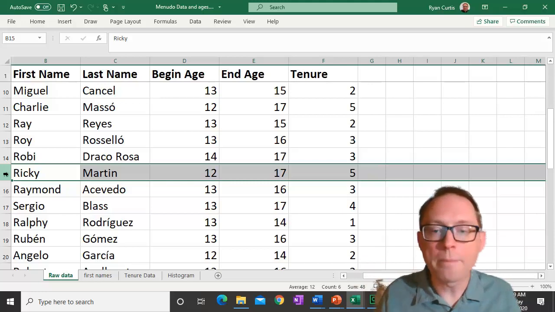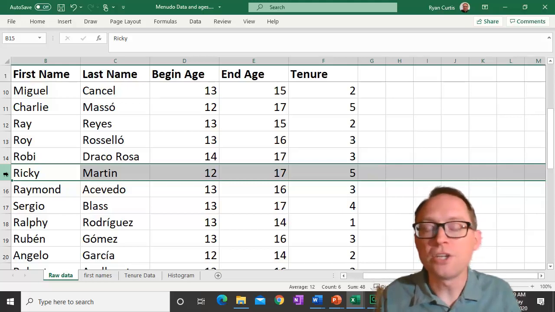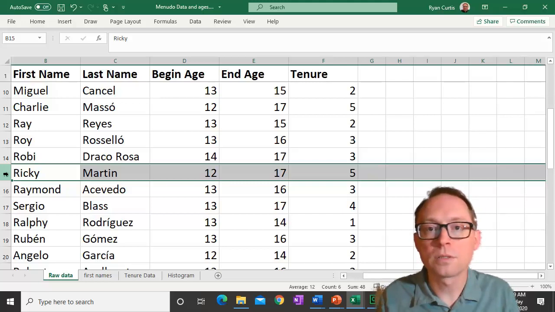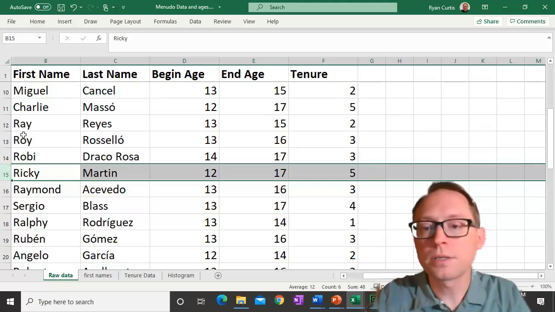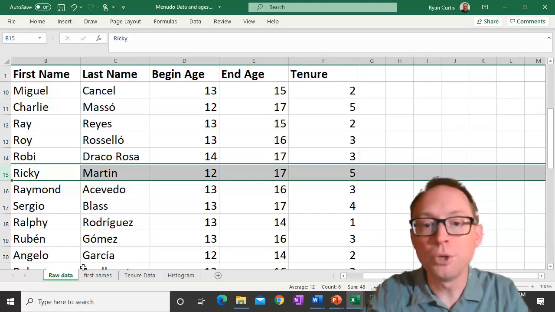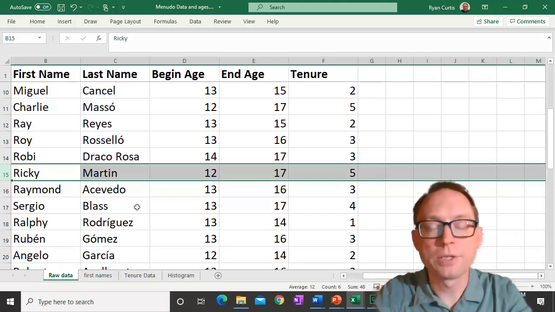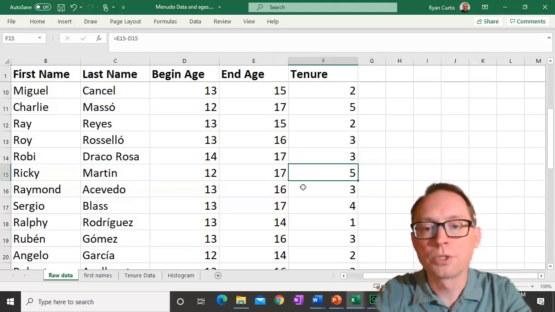Well, we're going to start with his deviation. His deviation just says how much above or below the mean was his tenure. And so all that is x minus mu. Because we're talking about a population here, we're looking at x minus mu. So in this particular case, let's take a look.